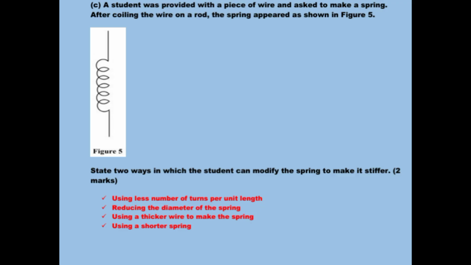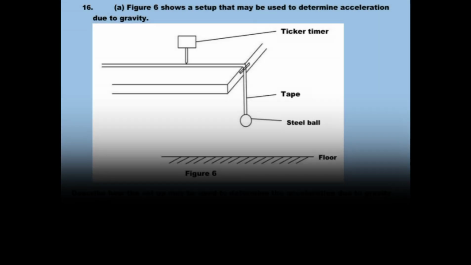So number 1, using less number of turns per unit length, reducing the diameter of the spring, using a thicker wire to make the spring, or using a shorter spring. And then we go to question 16.